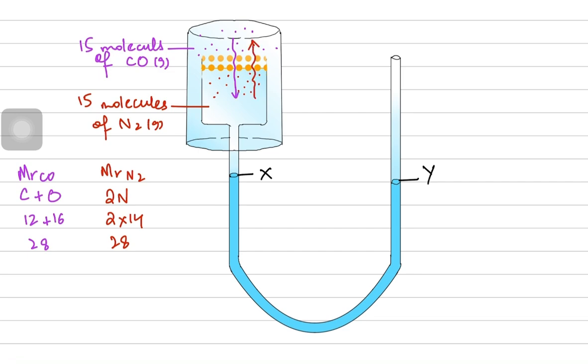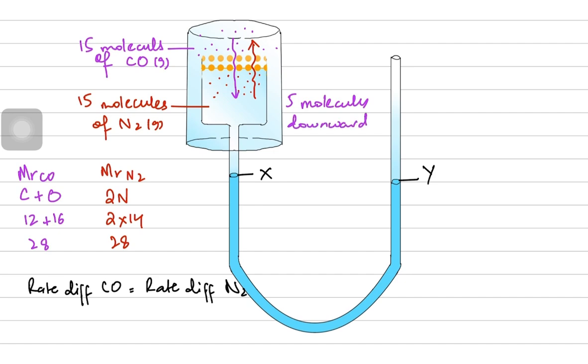So within a given time, the number of molecules entering the pot will be equal to the number of molecules leaving the pot, because the rate of diffusion of carbon monoxide is equal to the rate of diffusion of nitrogen, because their molecular masses are same. So if, let's suppose, 5 molecules move downwards, 5 molecules will also move upwards. So they're going to cancel each other out.